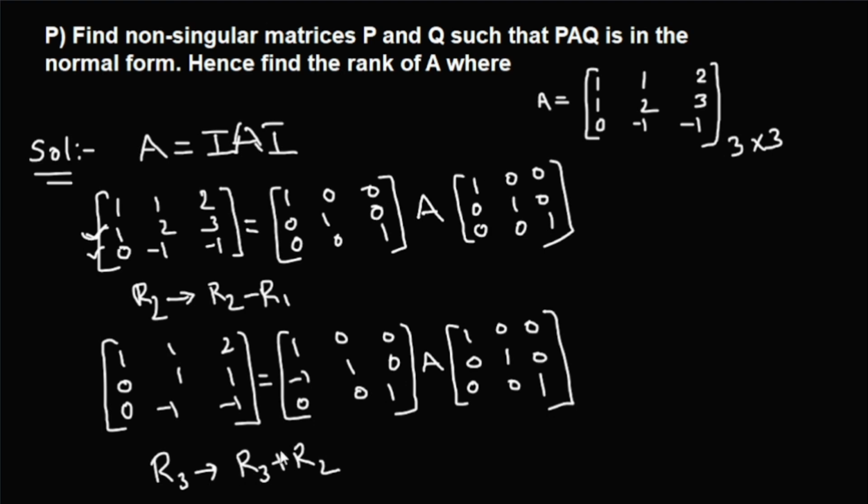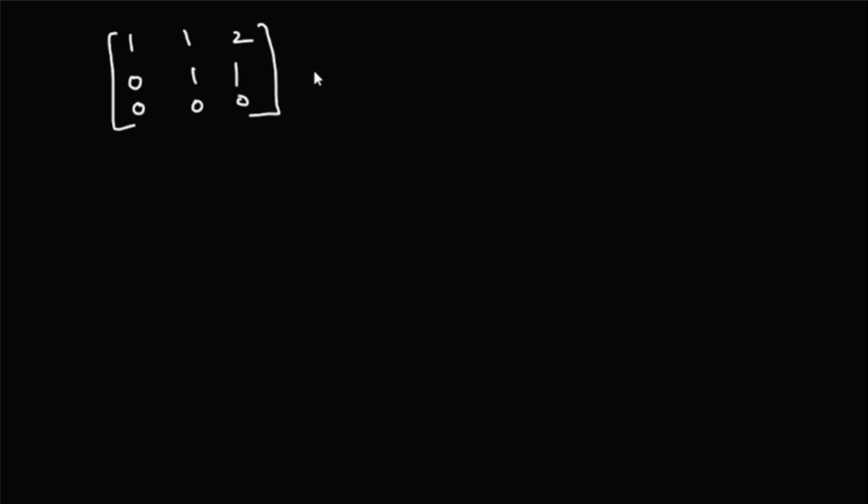I write it in the next slide. There are no changes to R1 and R2. Therefore, it is 1 1 2, 0 1 1, and R3 will become 0 0 0, because here we have R3 plus R2: 0, minus 1 plus 1, minus 1 plus 1. Okay. So that will be 0 0 0.